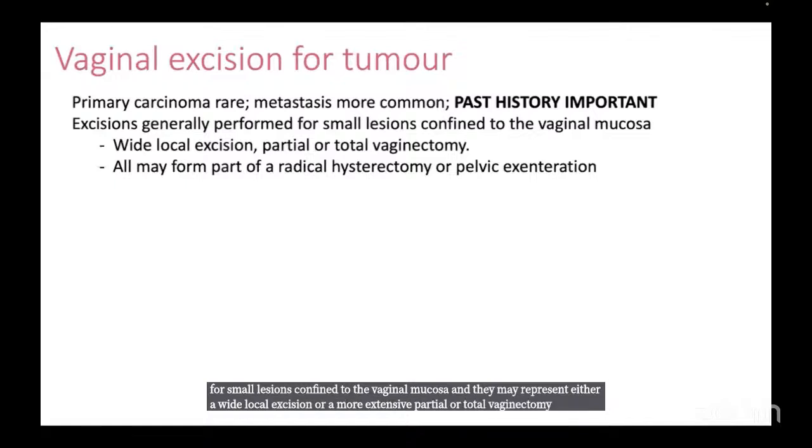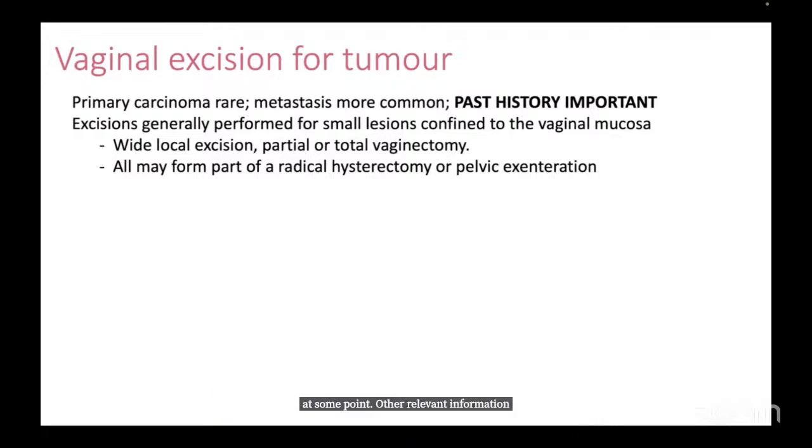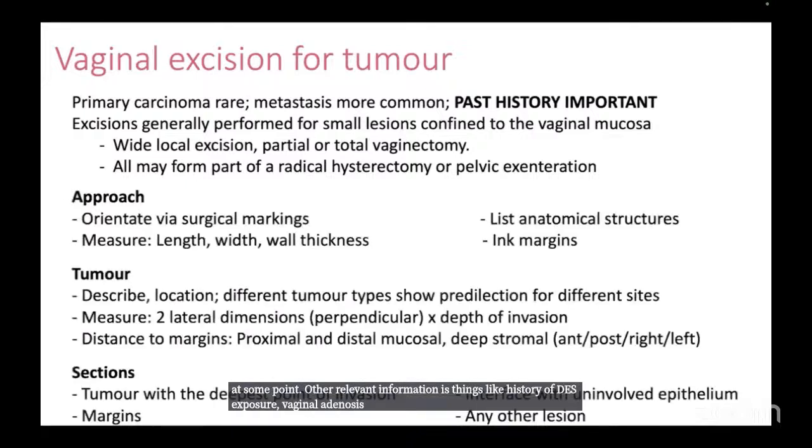Now, given the predominance of secondary tumours, it's critical in this setting that any relevant past history is obtained prior to reporting the case. And diagnosis of a primary vaginal carcinoma essentially requires exclusion of a cervical or other primary tumour. So this needs to be done at some point. Other relevant information is things like history of DES exposure, vaginal adenosis, or prior radiation therapy.